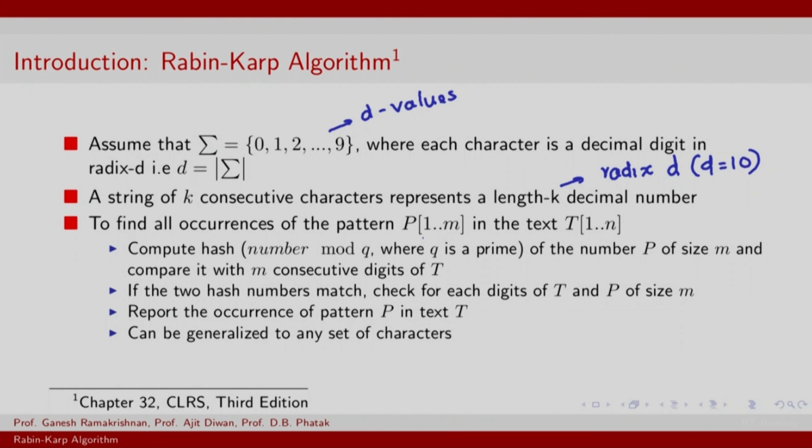So to find all occurrences of the pattern P in the text T, we will compute the hash, which is basically the number mod q, where q is chosen to be a prime, of the number P of size m, and compare it with m consecutive digits of T. Now why hash? Well, one could do the following. One could look at the decimal or the radix D representation for the text, say starting at position S and ending at position S plus m minus 1, compare that with the pattern starting at position 1 and ending at position m, and check if the radix D representation for T and P are exactly the same. However, this can be expensive.